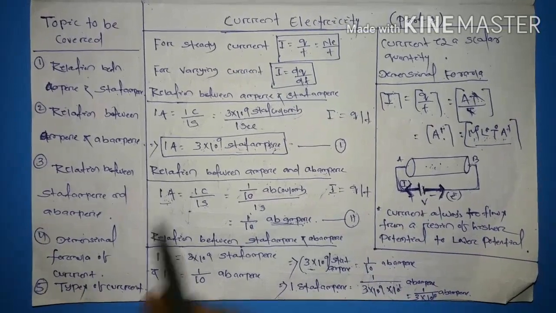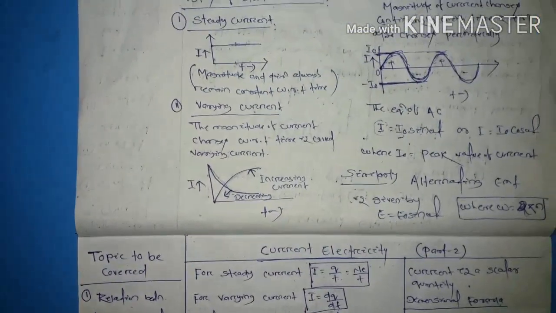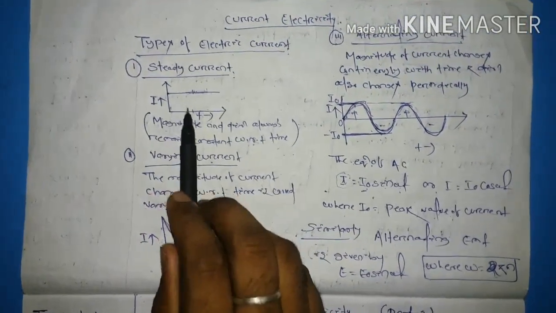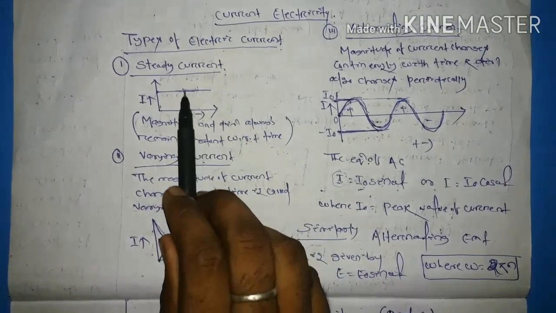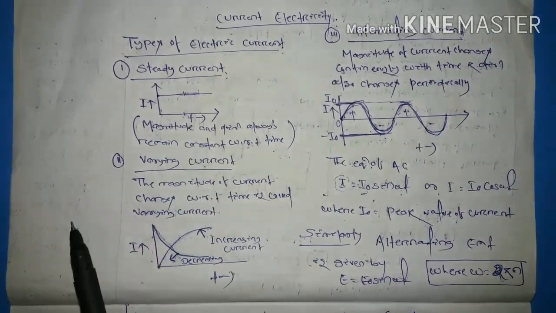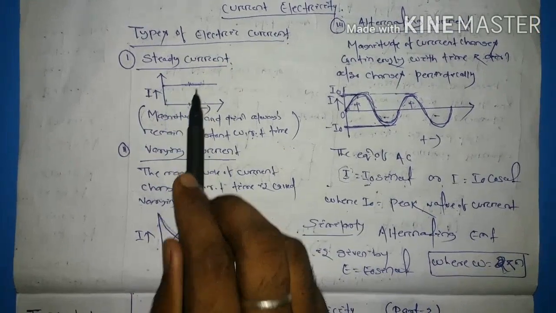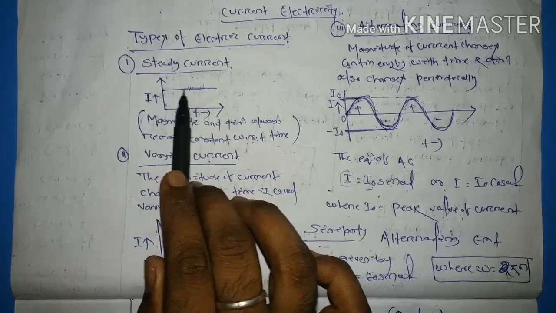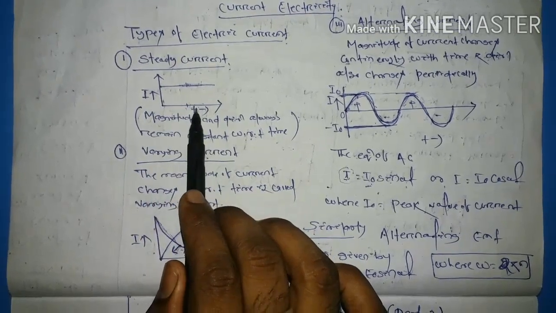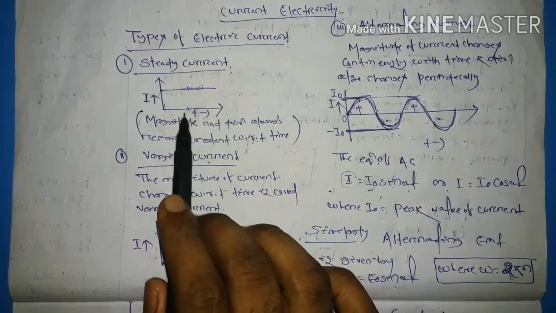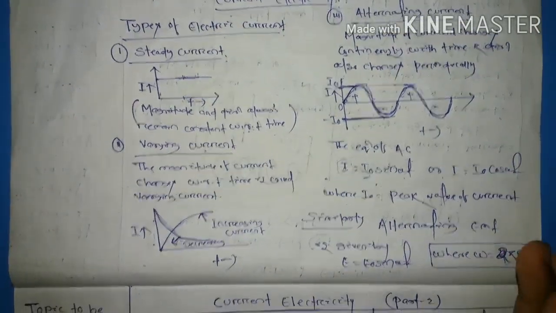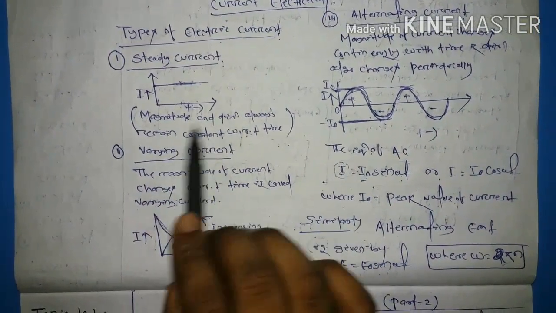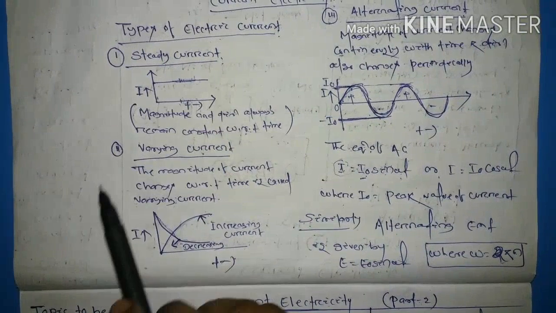Then types of current. Number 1, steady current. Steady current is that current whose magnitude and direction always remain constant with respect to time. This is the graph between current and time. This line indicates current and time. For steady current, the magnitude and direction always remain constant with respect to time.